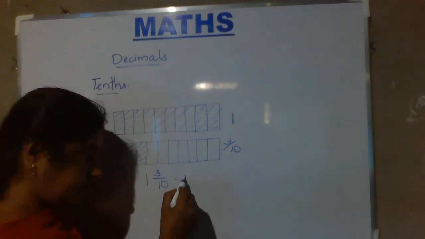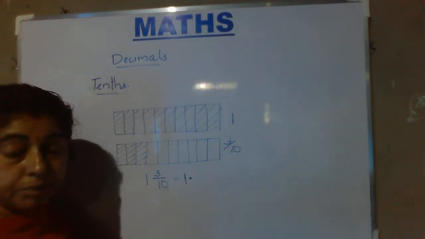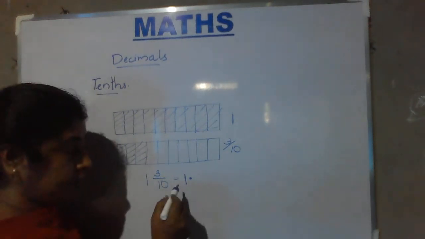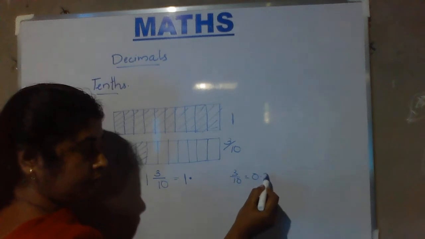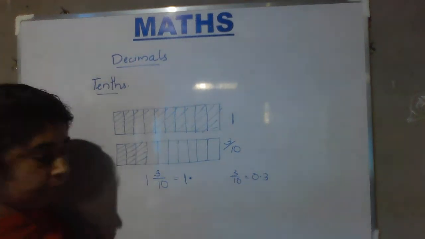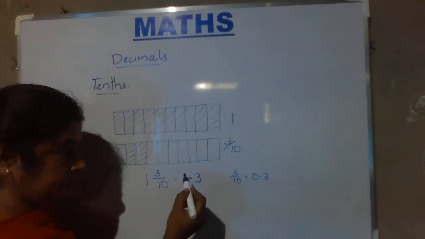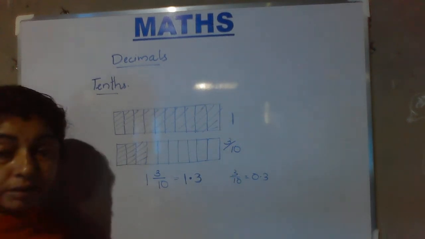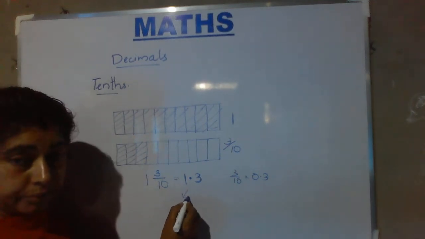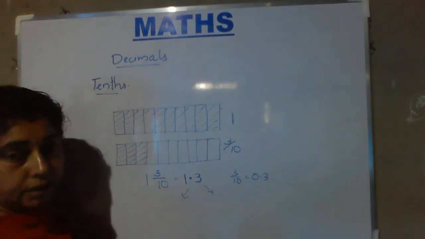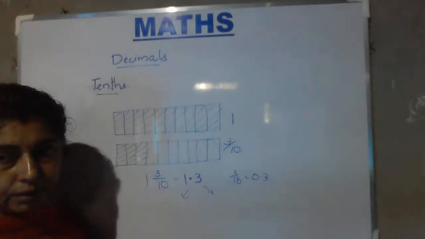So first we write the whole number part, then put the decimal point, then 3/10, in decimal form, is 0.3. So 1 and 3/10 is expressed as 1.3. Here 1 is the whole number part and 3 is the decimal part. We can read this as 1.3.